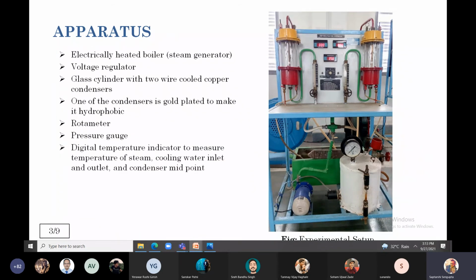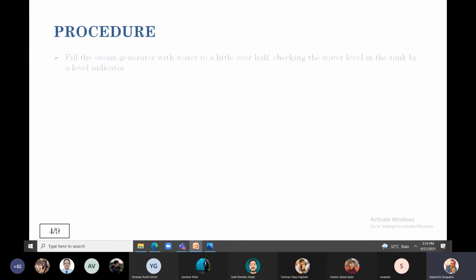And the last component is the digital thermometer or thermocouples. We have thermocouples attached to the cooling water inlet point and the cooling water outlet point. The temperature of the steam is also measured using a thermocouple, and we also have thermocouples measuring the temperature at the center point of the two condensing plates. These are the digital temperature indicators which are used to take our observations. So this pretty much sums up the apparatus that we are going to use. This is the procedure.